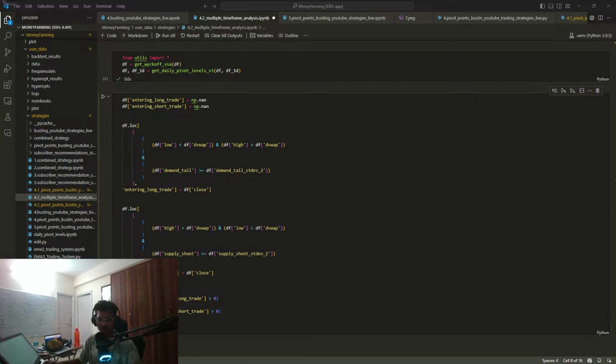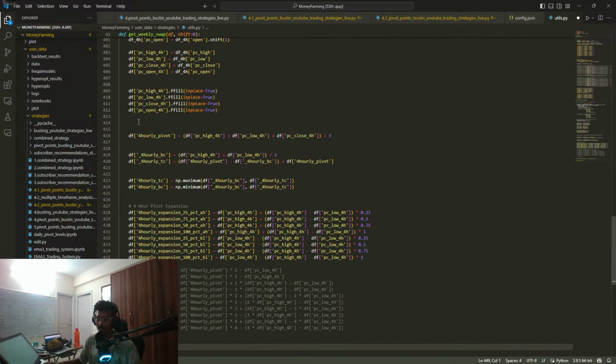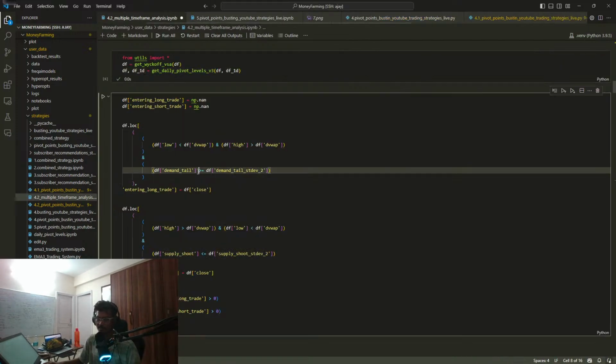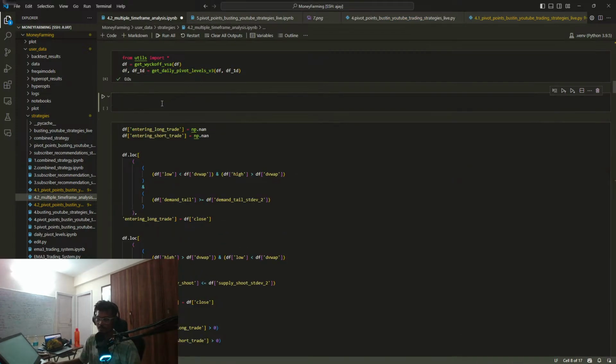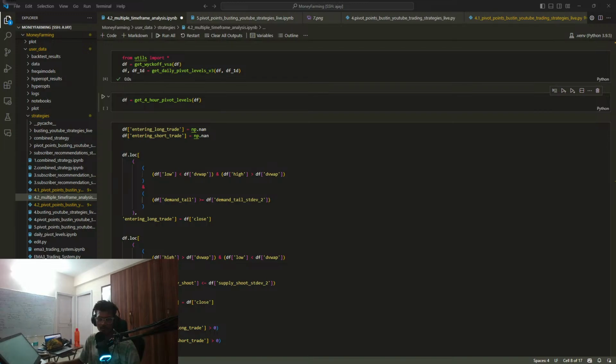Guys, the code is the same as what we get for the daily pivot levels. It's the same for 4 hour as well, just like we are getting the 4 hour candlestick, that's it. Okay, so we get that, and what we need it for 1 hour too.